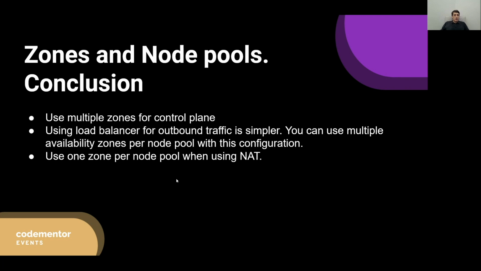Just to wrap up, I think we should always use multiple zones for the control plane. In most cases, load balancer is the best option because it's easy to configure. But in some highly loaded configurations, you would need to use NAT. In this case, it's better to use a strategy of one network and one NAT gateway per zone.